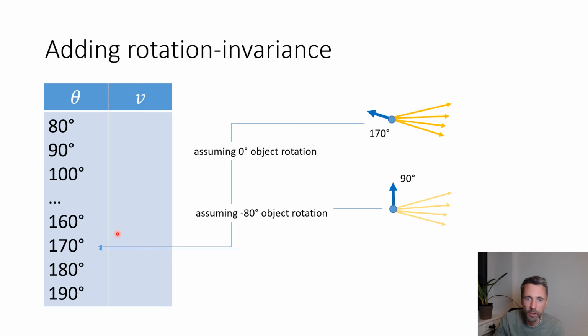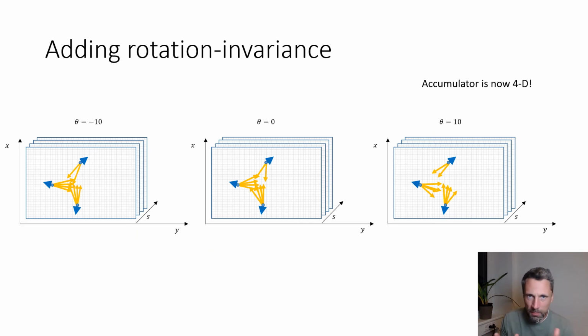But now, in the original R table, they are just the same ones as we had before, and they do not point to the correct locations. We have to rotate them as well by the assumed rotation. And these ones would be the correct ones. So following the same strategy as seen with scale, we add another dimension to our accumulator, which was previously 3-dimensional, and now it's 4-dimensional for the different assumed rotations.